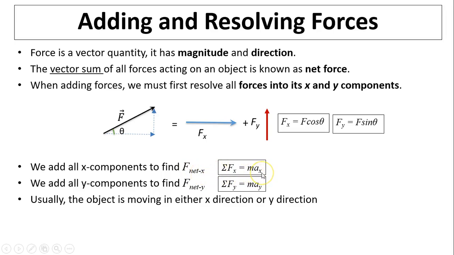And that should give us m times ax. That's Newton's second law. Similarly, we can find all the forces in the y direction. That should give us the sum of Fy equals m times ay. Usually in introductory physics, the object is only moving in either the x or y direction, so only one of them is not zero, the other is zero.